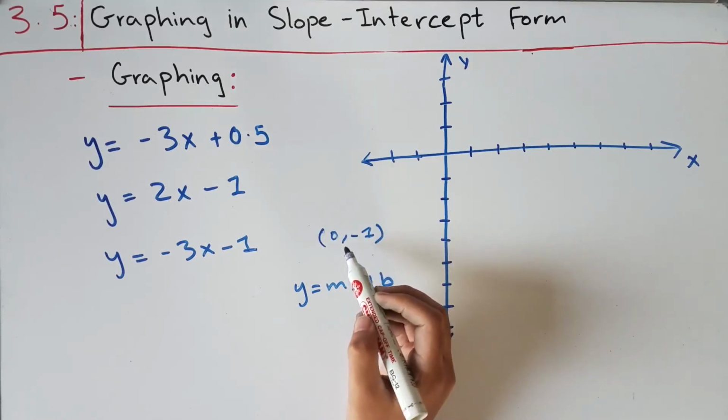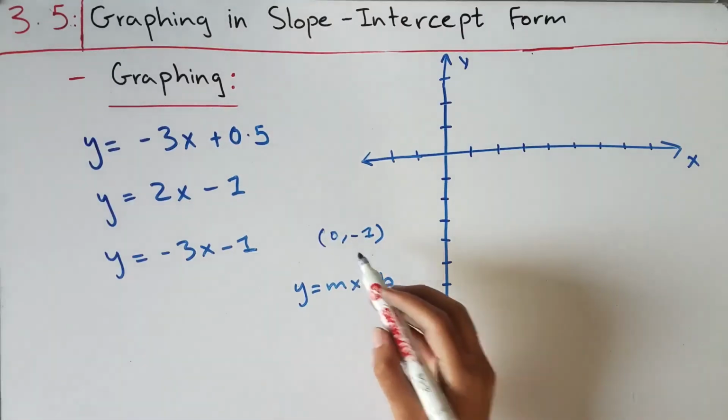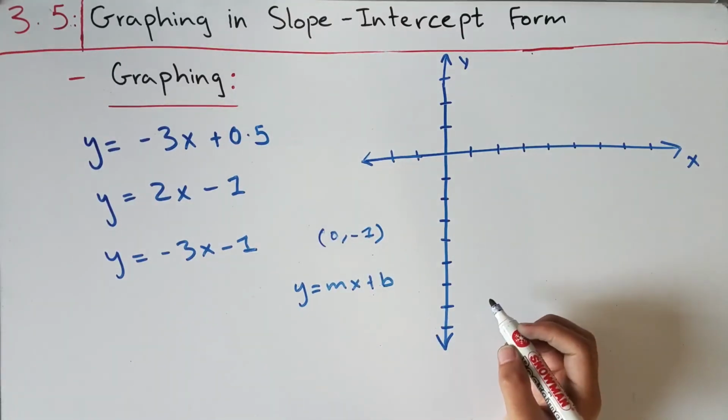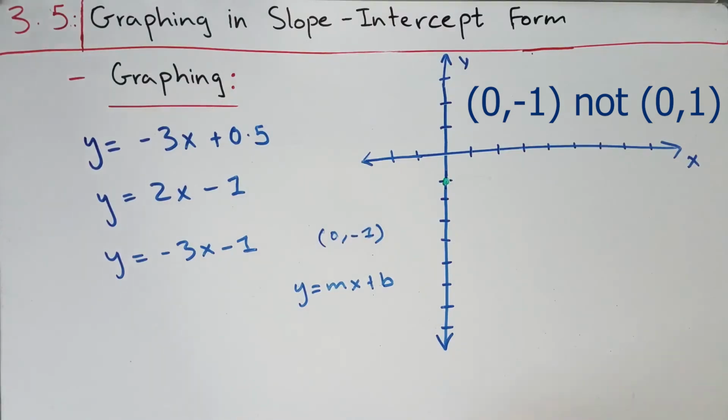Because our b value in this case is -1, we already know that the first point would be at (0, -1), which is also your y-intercept. So (0, -1) would be at this point. From the equation, we also know that the slope is -3.